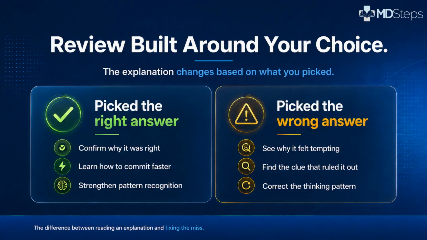When you answer a question inside MDSteps, the review adapts to what you picked. If you chose the correct answer, you can see why it was right and how to commit faster next time. If you chose the wrong answer, you can see why that answer was tempting, what clue ruled it out, and what thinking pattern led you there. That is the difference between reading an explanation and actually fixing the miss.